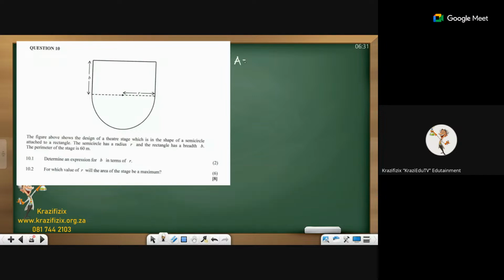The area. We want the area. Area will be area of rectangle plus area of semicircle. The semicircle is pi r squared over 2. Because the rectangle's length again is 2r, and the breadth is b plus pi r.